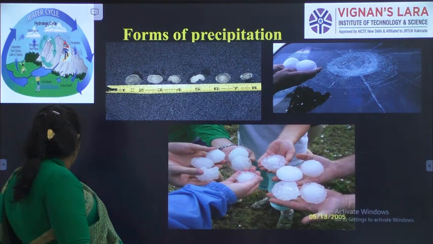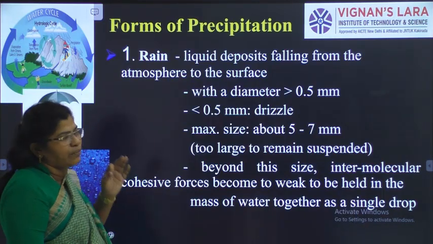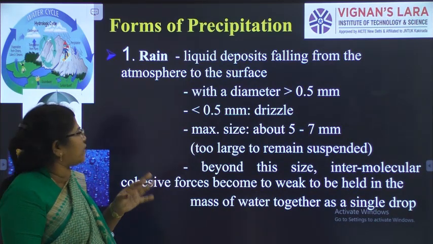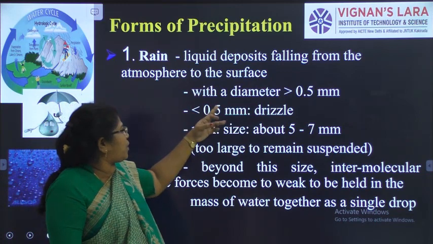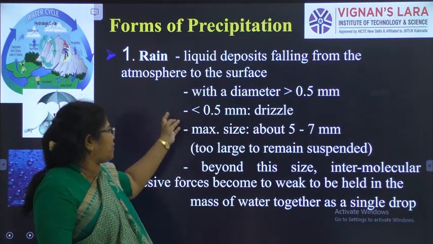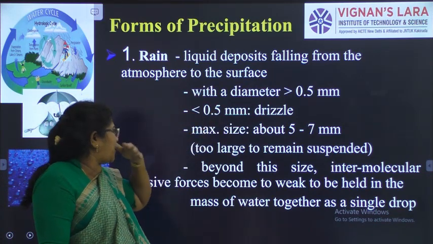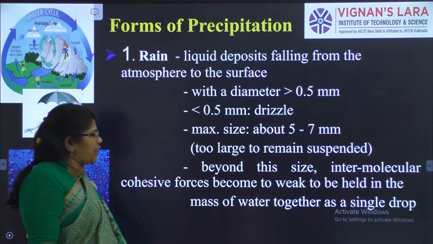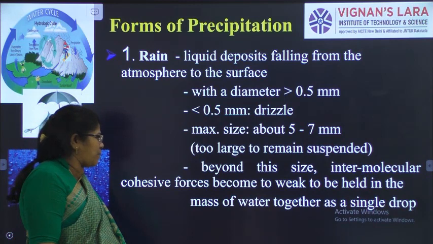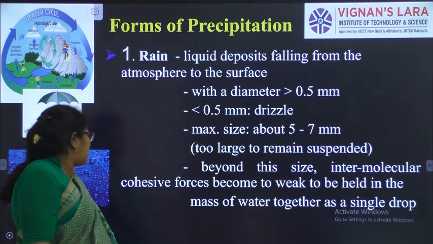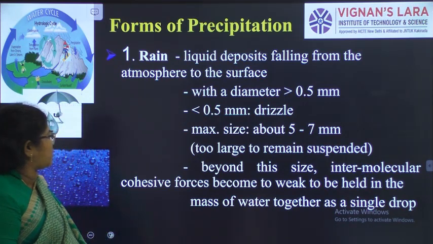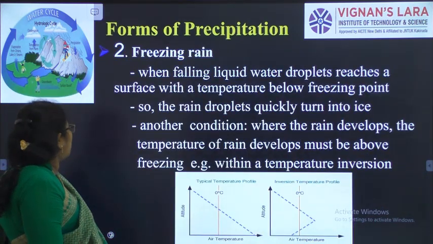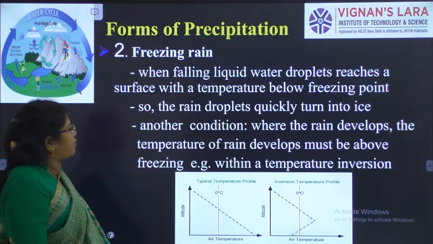These we call hail. Rainwater is the only form of water that is formed this way. Other types are formed in the case of snow. Rain is the liquid deposit from the atmosphere to the surface with a diameter greater than 0.5 mm; drizzle is smaller. The maximum size is 5 to 7 mm, too large to remain suspended. Beyond this size, the intermolecular cohesive forces become too weak to hold the mass of water together as a single drop.